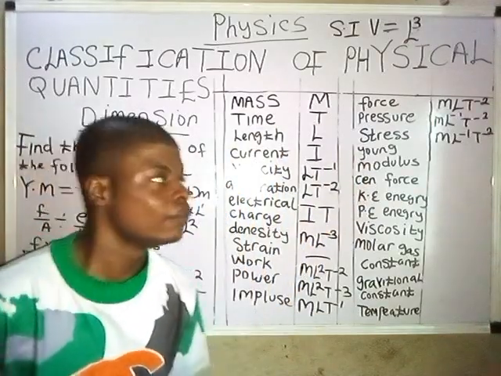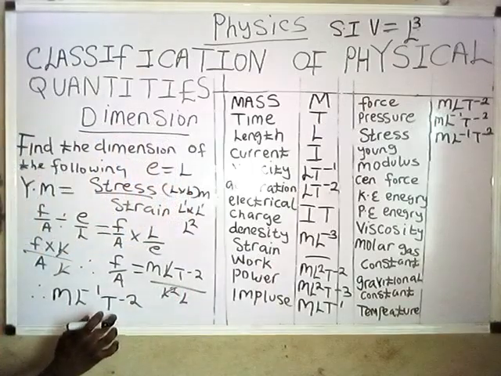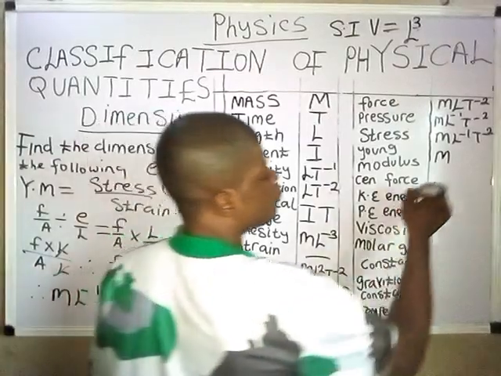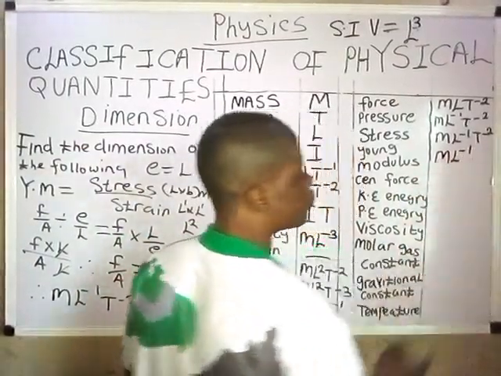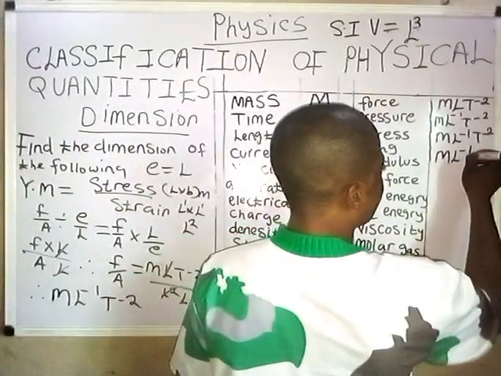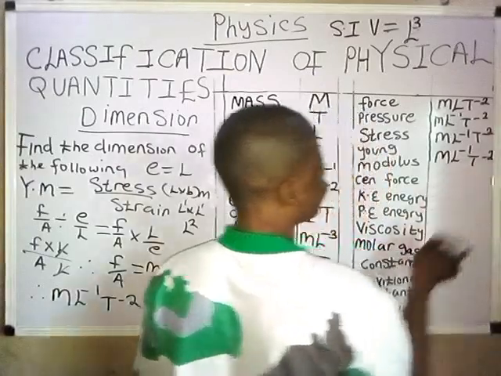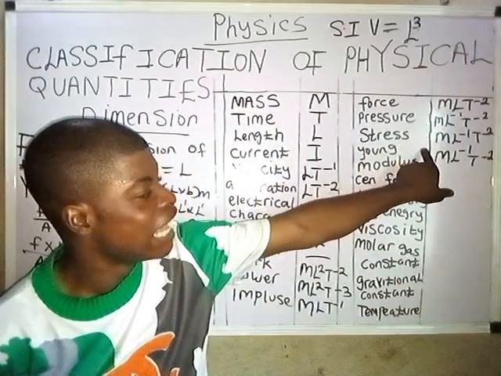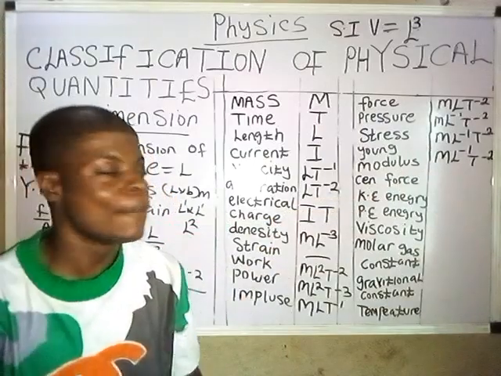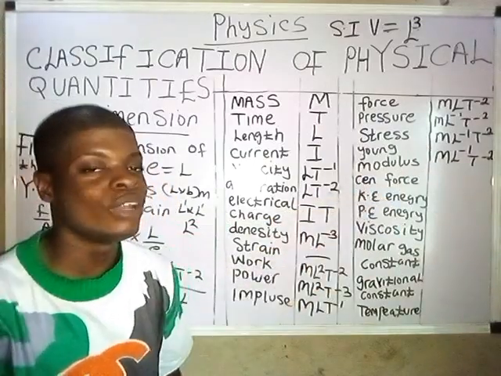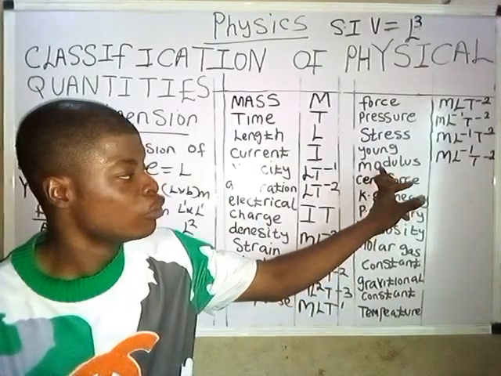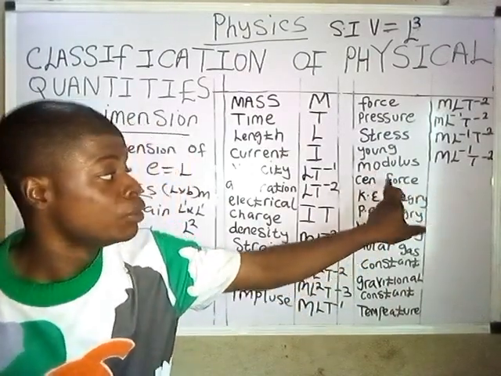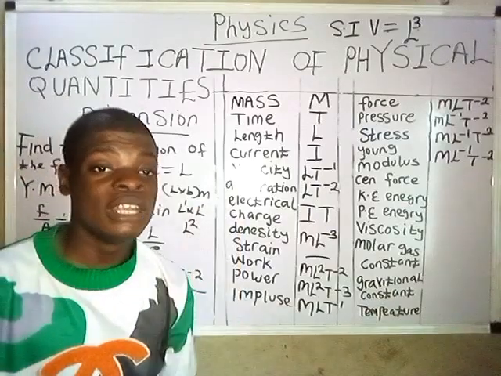That must be noted. So the dimension for Young modulus is L raised to the power minus 1 and T raised to the power minus 2. Look at it. The three of them have the same dimension. So let's solve for the dimension of this one, which I call centrifugal force. Let's look at the dimension of centrifugal force in this video lesson.